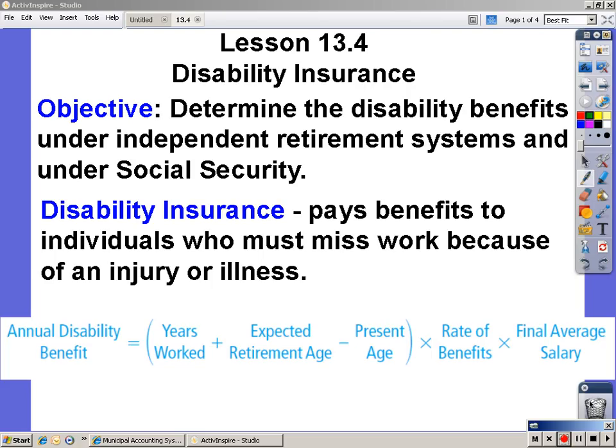The formula that you have is: annual disability benefit equals years worked plus expected retirement age minus present age, times the rate of benefits, times final average salary. Go ahead and get this copied. Press pause when you're ready to play resume.